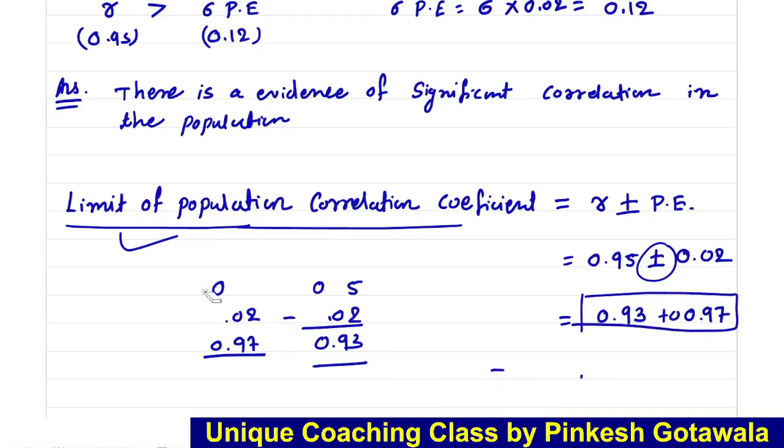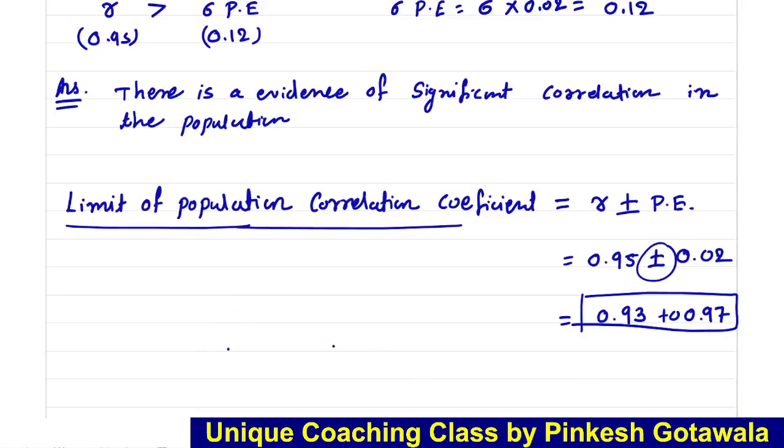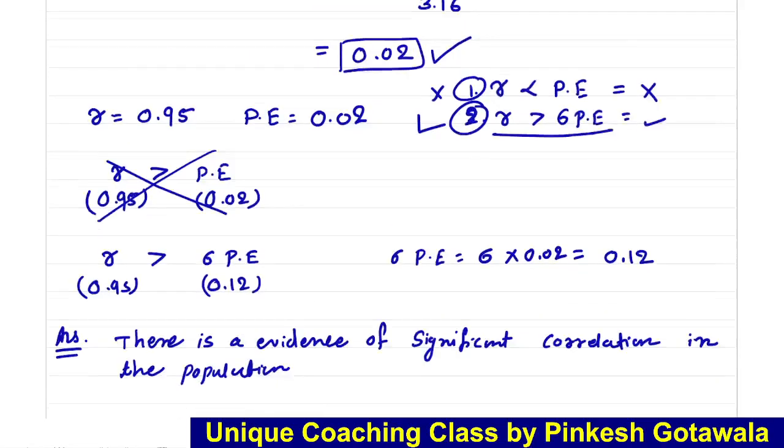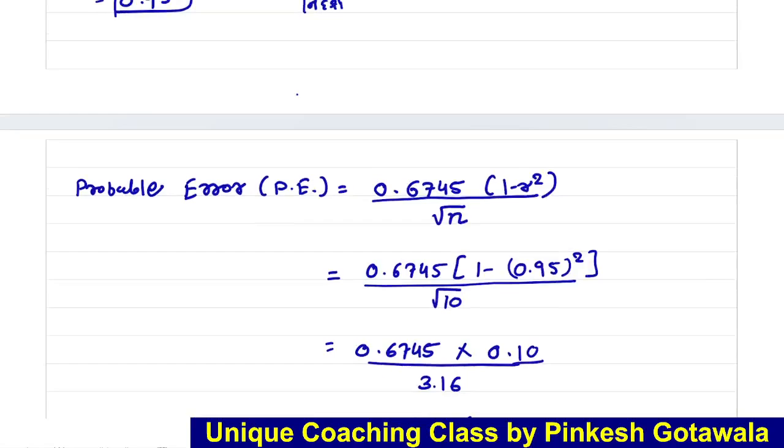So it is very hard to find the population correlation coefficient, but we can know its limits approximately. This answer is not perfect. The approximate answer will lie between 0.93 and 0.97. Clear? This way we can find the probable error and the limits.